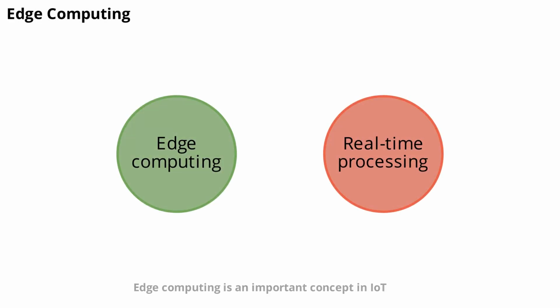Edge computing is an important concept in IoT. Instead of sending all data to the cloud, some processing happens locally on the device or nearby gateway. This reduces latency, saves bandwidth, and enables faster decision-making. Edge computing is especially useful for applications that require real-time responses, such as autonomous vehicles or industrial automation.